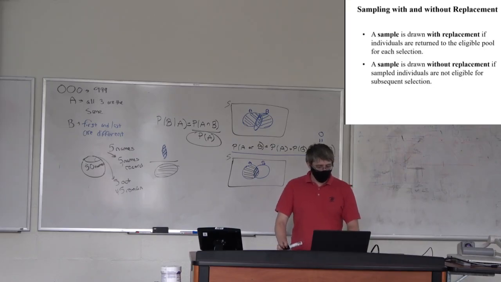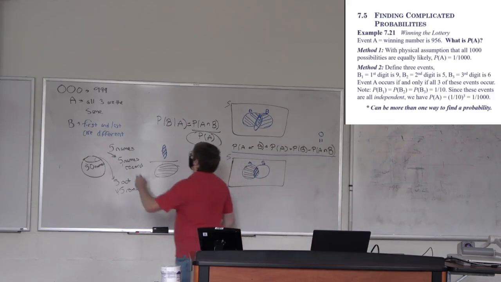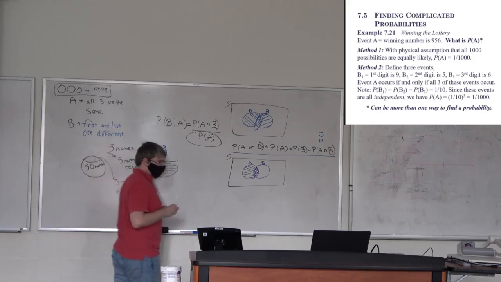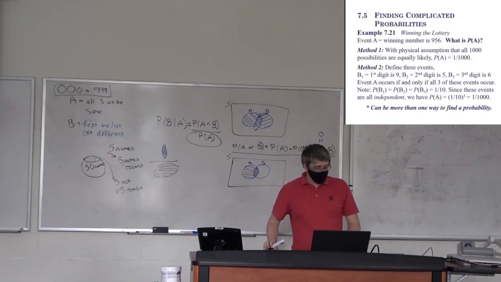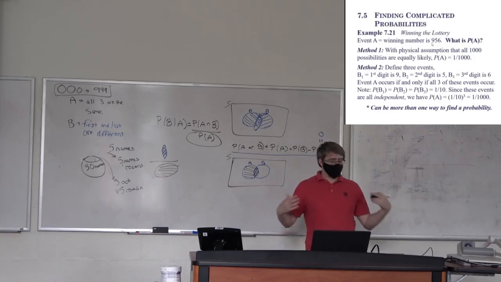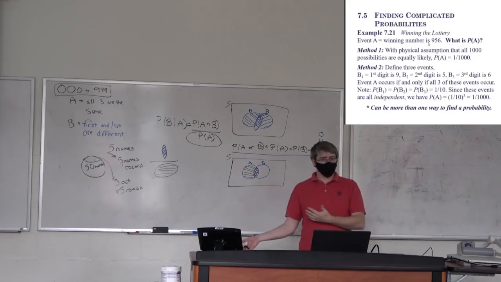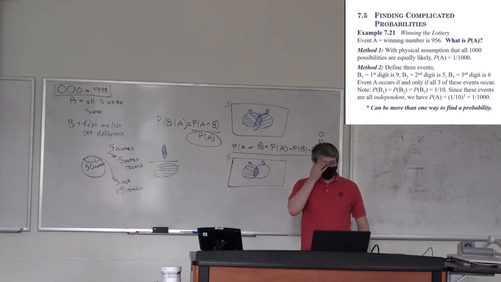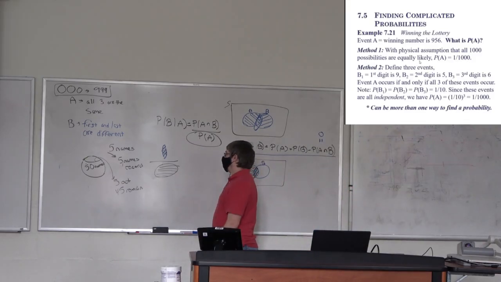And so I just want to have an example here of winning the lottery, still using the 3-digit combination rule, 000 to 999. Event A is the winning number is 956. If you assume that everything is equally likely, it's just 1 out of 1,000, one number out of those 1,000 possible numbers. However, if you have different events, you can break up the problem.